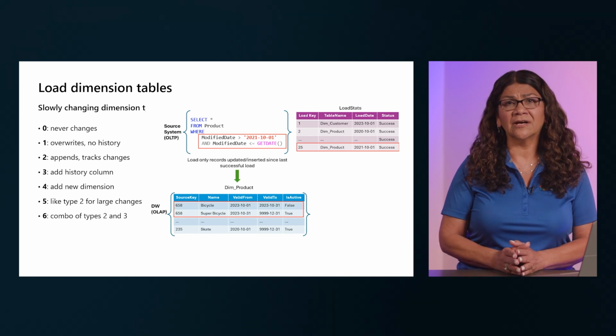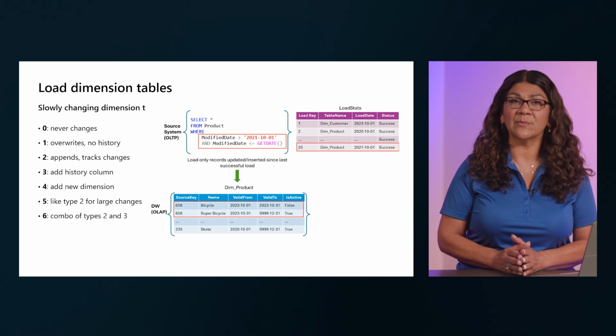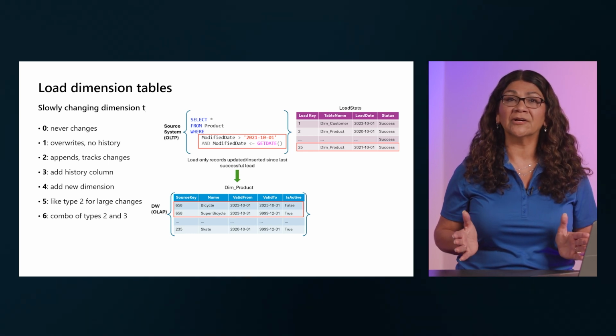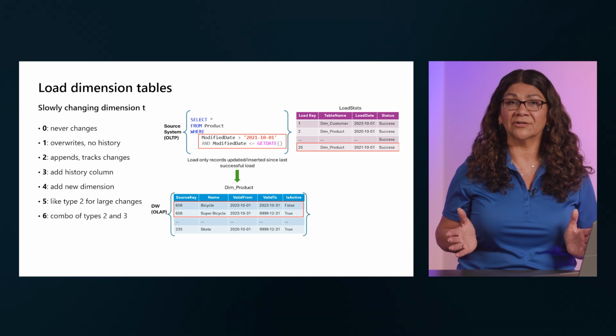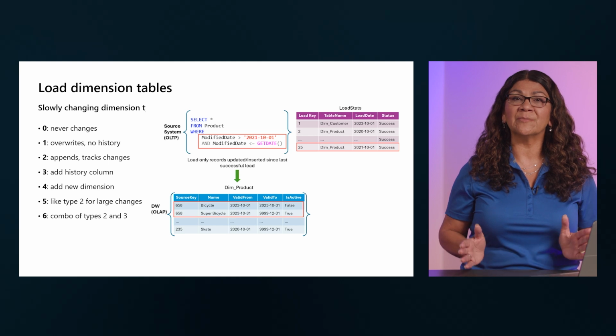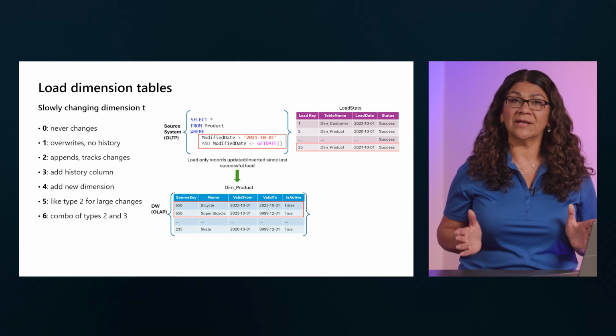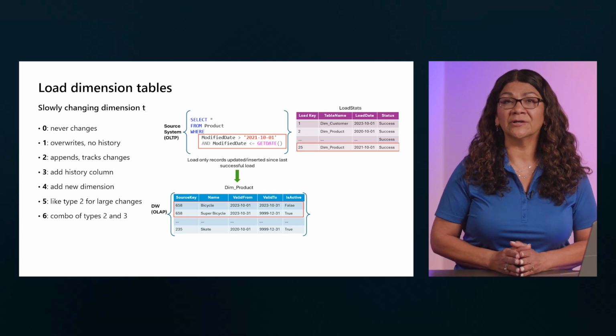In our example here, we see that our source online transaction processing table is being queried for records updated or inserted since the last successful load. Notice we're looking for a modified date that is greater than 10/1/21 and less than our current date.